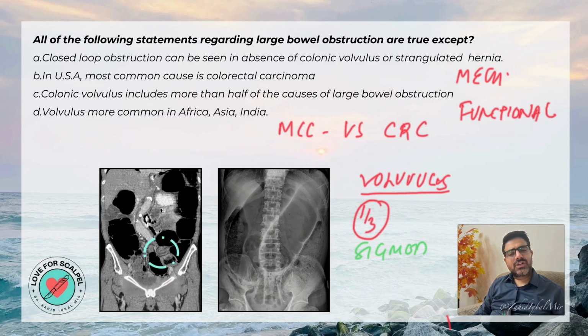Now, this mechanical obstruction presents as increased peristalsis, increased bowel sounds, and colicky pain, low grade colicky pain. When it lasts long, there will be absent or decreased bowel sounds. There will be failure to pass stools and flatus, and there will be increased abdominal distension.